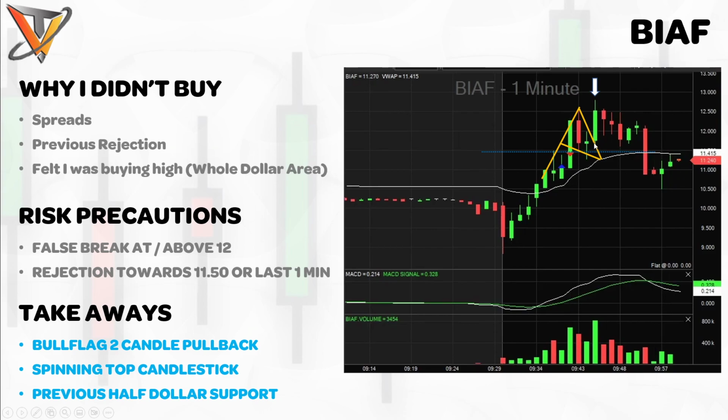But instead, I decided, no. For some reason, I felt I was too close to the whole dollar, and I just didn't want to take that trade. I felt that if we broke 12, it's going to be like 1201, if not even break 12 and then rejection. So I just got really nervous.